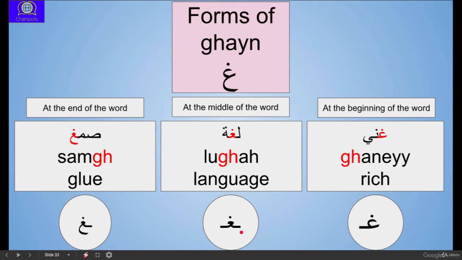Here we can repeat the observation that we've made about the medial and final forms of ghayn, which have some differences from the initial and separate forms of the letter. So let's take examples here. For example, for the word ghani, which means rich, you'll find that the letter ghayn occurs at the beginning of the word, so it takes the initial form. While for the word lugha, which means language, you'll find that the letter ghayn occurs in the middle, so it takes the medial form. And here we have the word samgh, which means glue, and you'll find that the letter ghayn occurs at the end of the word, so it takes the final form.